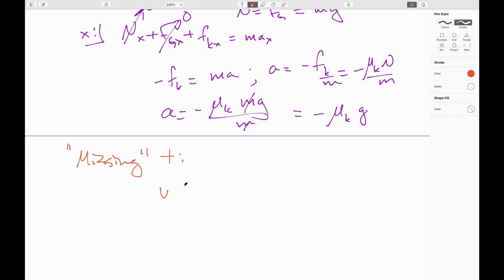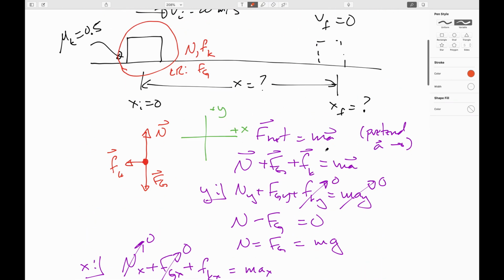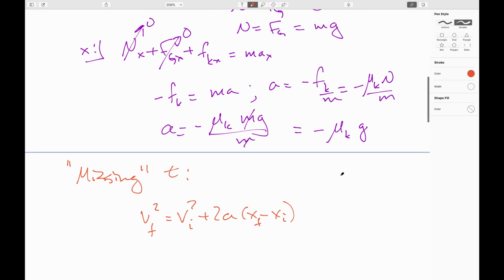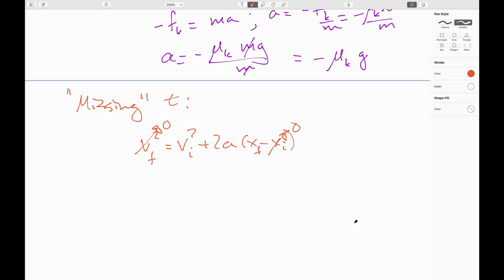So that will give me v final squared equals v initial squared plus 2a times x final minus x initial. All right, we can put in the things known to be 0. We know that the crate slid to a stop, so v final was 0. And following our usual tricks, we set x initial to 0 just to make it easier to solve for delta x, because this way x final is delta x.